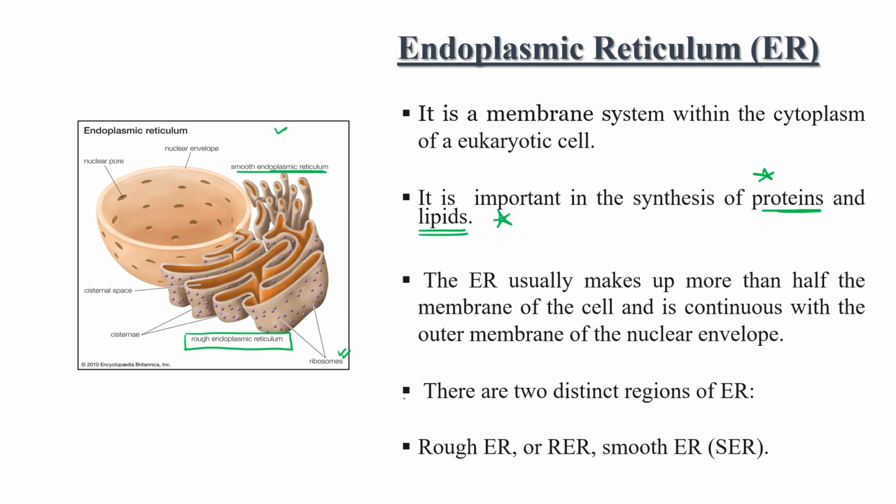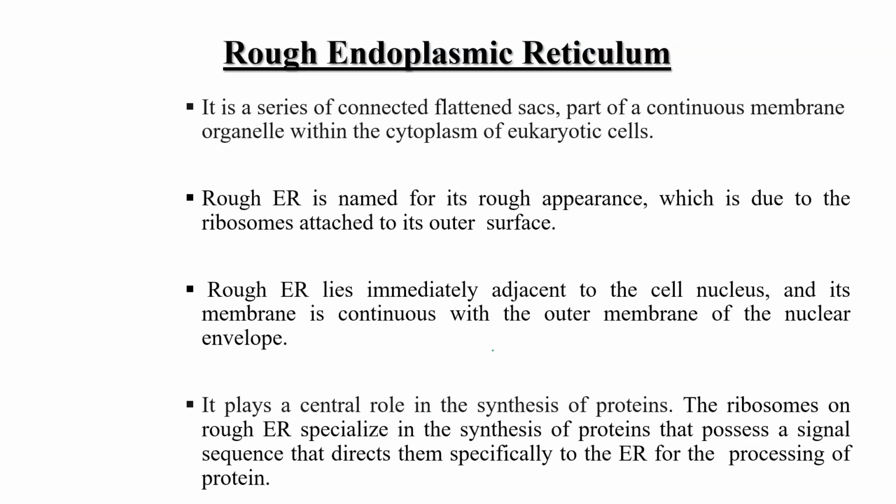So there are two types of endoplasmic reticulum, rough one, RER, and SER. RER, rough endoplasmic reticulum, SER, smooth endoplasmic reticulum. And this endoplasmic reticulum is actually connected flattened sacs, parts of a continuous membrane organelle within the cytoplasm of eukaryotic cells. This rough endoplasmic reticulum has a rough appearance, why? Because of the presence of ribosomes, and this is the main site where protein synthesis occurs.